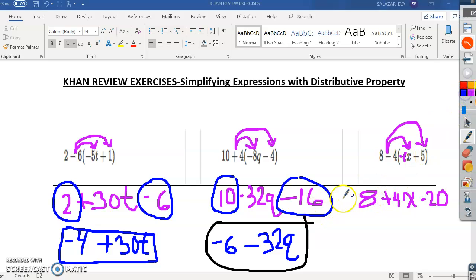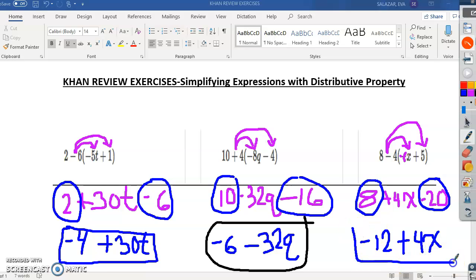Again, combine like terms. 8 is a like term. It's a constant. And negative 20. 8 minus 20, my answer is going to be negative once again. Different signs, you're going to subtract. And your answer is negative 12 plus 4x. And you cannot combine anything here. You are now done.